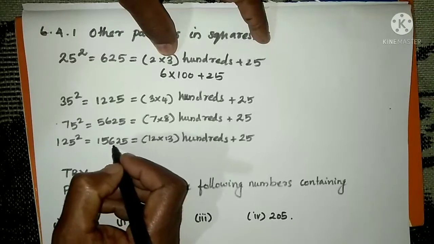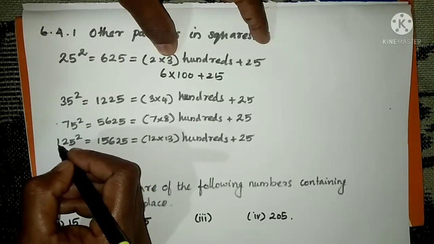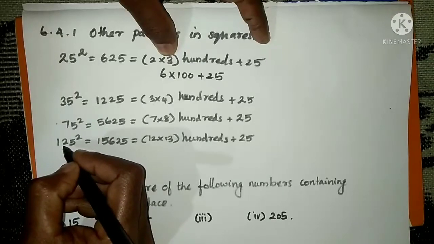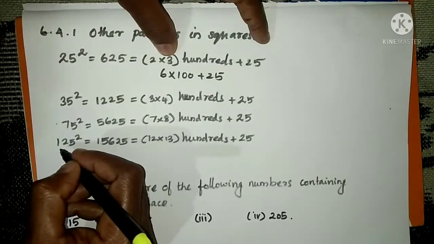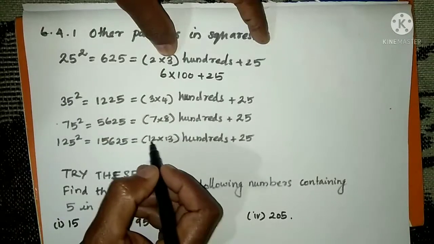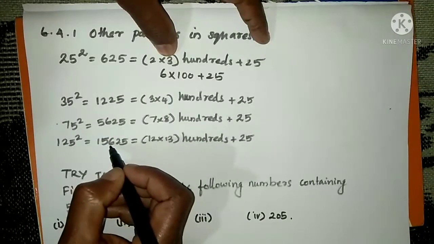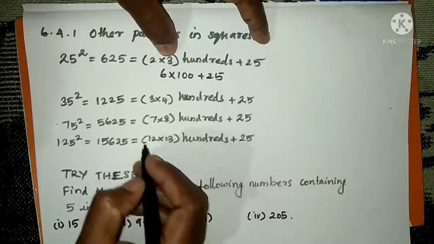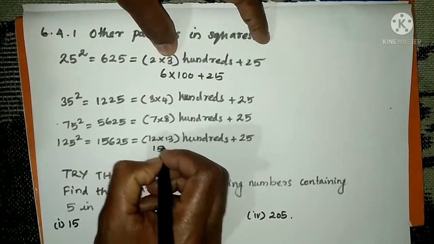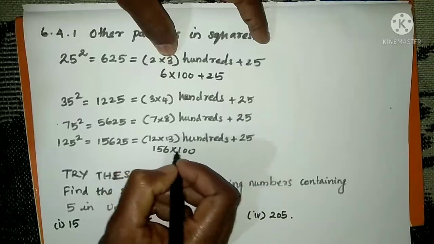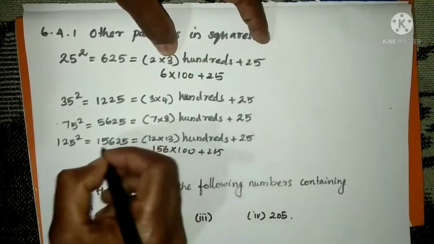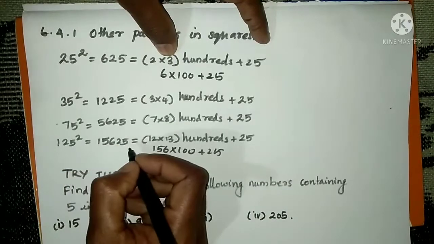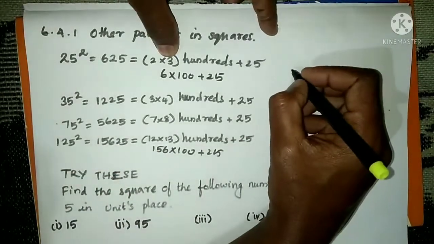The last 2 digits are 25, and before that we are having 156. Here, if you see the hundreds place and tens place, other than this ones place 5. So if you take this number as 12, the next number of 12 is 13. So 12 into 13, that is 156 hundreds plus 25. So we get 156 into 100, that is 15,600 plus 25, we'll get 15,625.